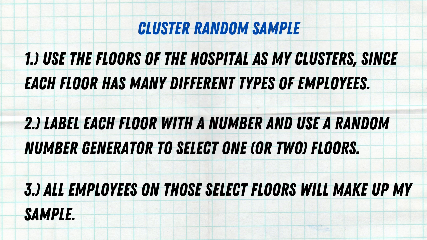Now, because each floor was like a small population of the different types of jobs, I'm going to get that representation that I want regardless of what floor gets picked. The advantage there is the actual selection is way easier. All I've got to do is label 10 floors and pick one or two of them, and then I'm done.